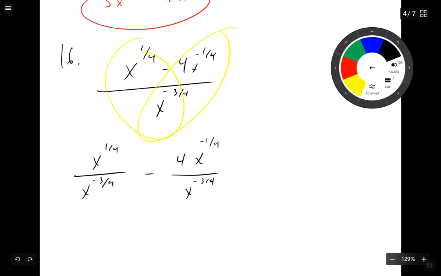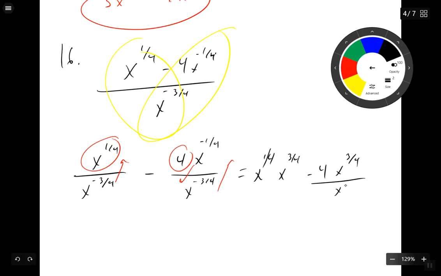The first thing I need to do is move the negative powers. Things with negative powers, how do I make them positive? Am I going to move this one up, this one down, and this one up? Right? But the 4 is going to stay the same, and this is going to stay the same, right? Don't move those, just move the ones with negative powers. So what does this become? This is going to become x to the 1/4 times x to the 3/4, right? Minus 4x to the 3/4 over x to the 1/4.